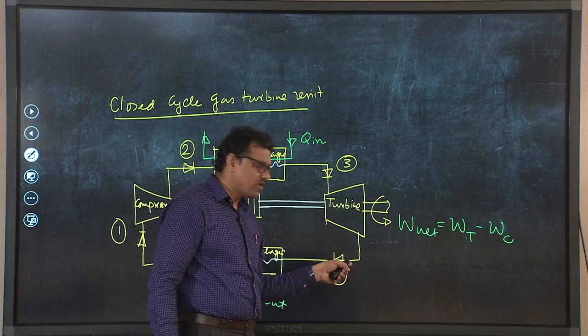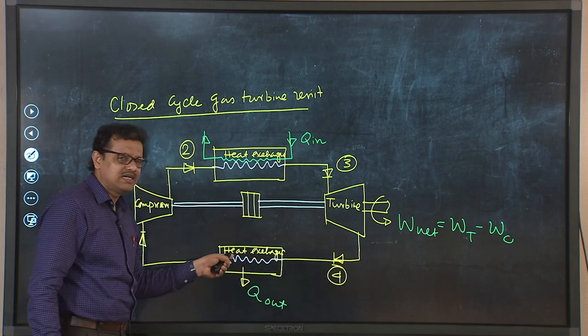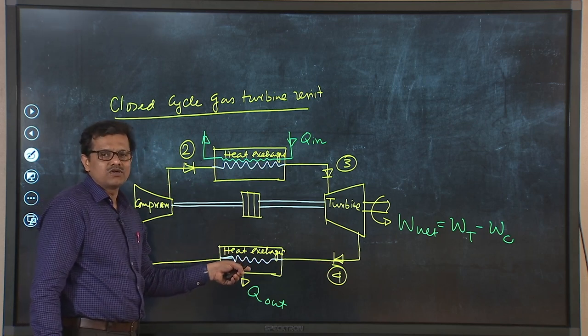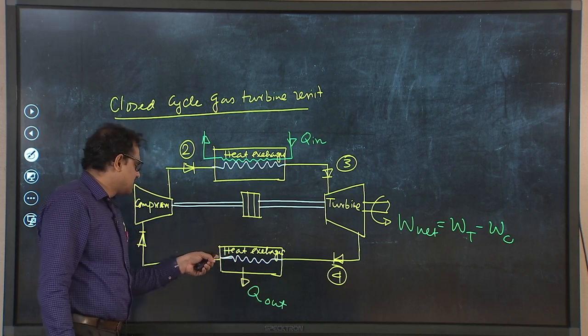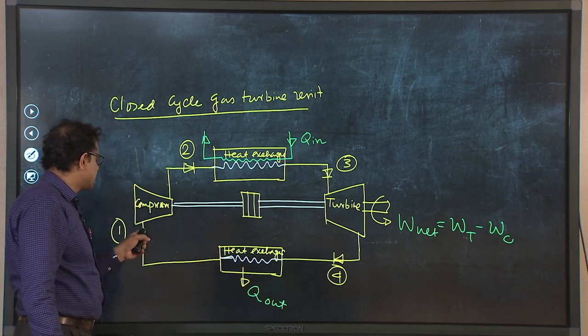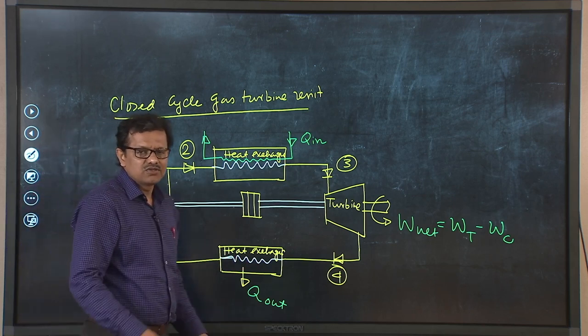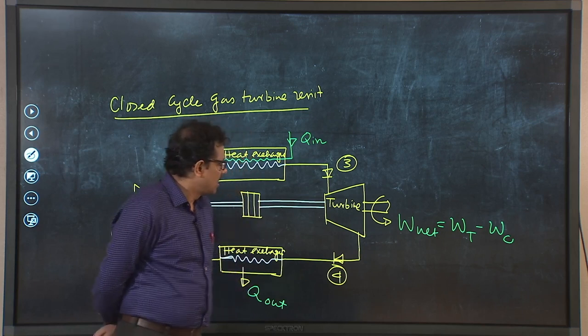It will expand in the turbine, and instead of directly discharging the working fluid into the ambience, what is done here is that the working fluid is again taken through another heat exchanger, wherein it releases a certain amount of energy to another stream, and then that working fluid is further taken to this compressor and the cycle is completed. So, this is basically a closed cycle gas turbine unit.